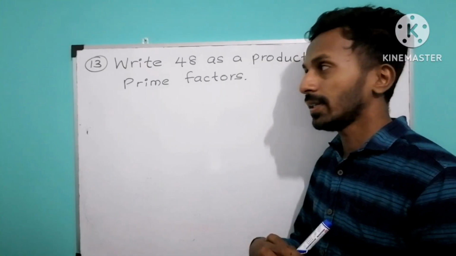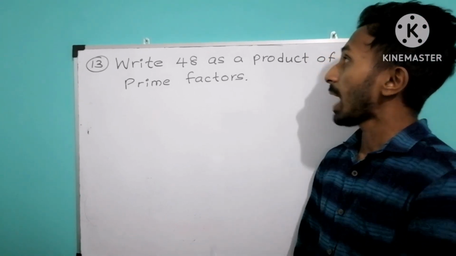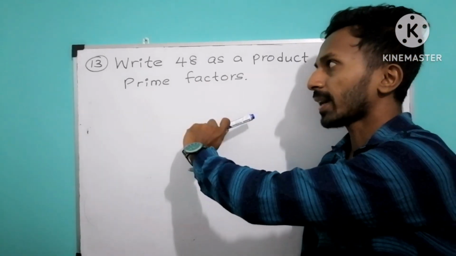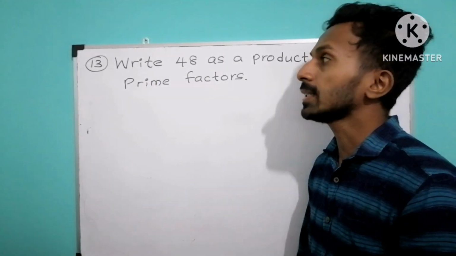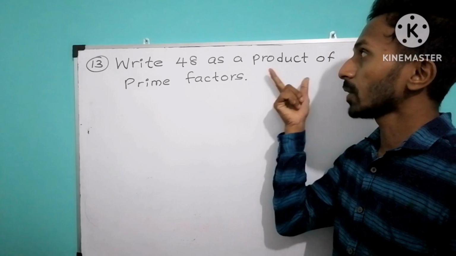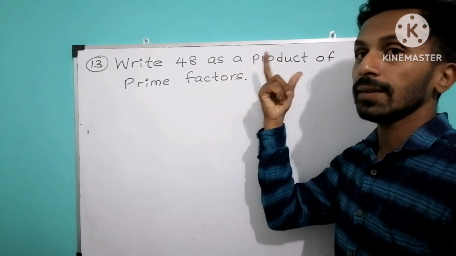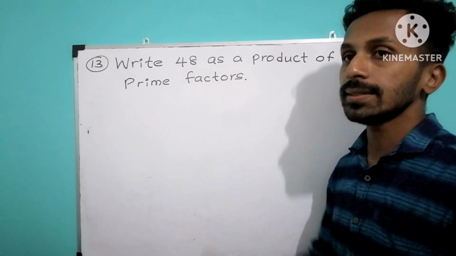This is your next question. Write 48 as a product of prime factors. Prime factors mean prathamaka sadaka. Product of ගුණිතයක් විදිහට as a product ගුණිතයක් විදිහට ලියන්නලු 48.